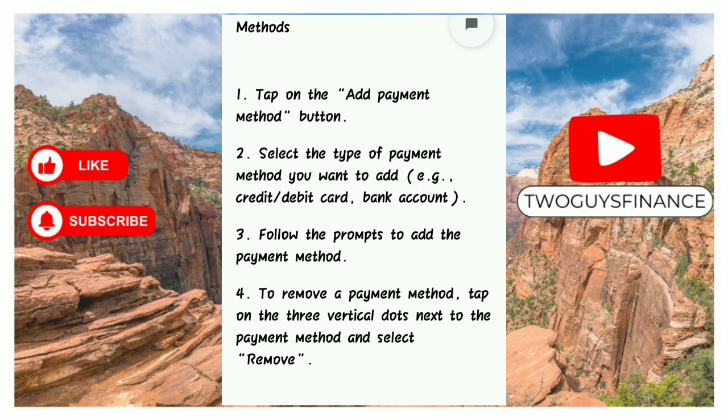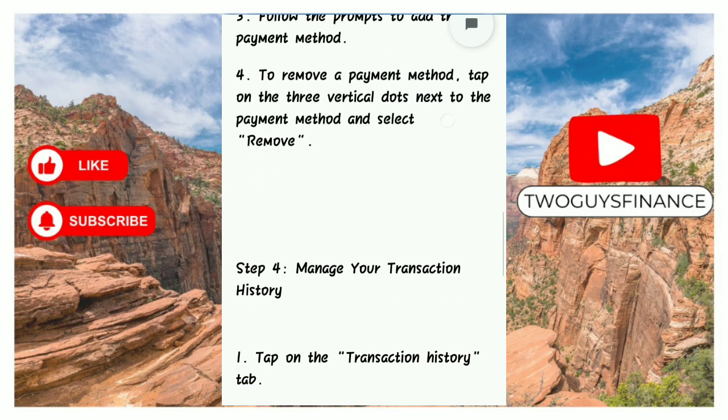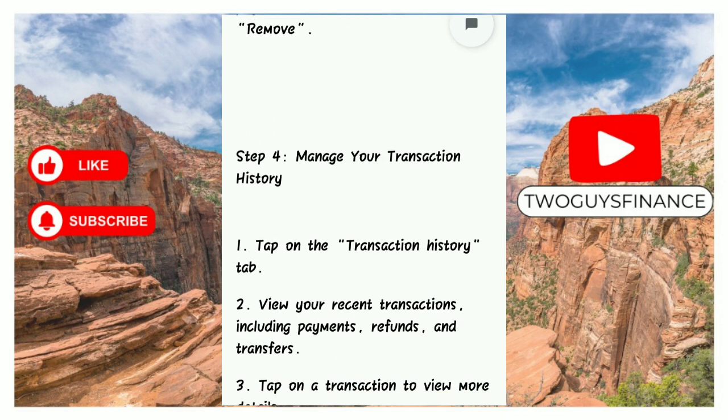To remove a payment method, you can just tap on the three vertical dots next to the payment method and select remove. Now for the fourth step, which is to manage your transaction history, you can just tap on the transaction history tab, and you're going to be able to view your recent transactions, which include payments, refunds, and transfers. You can just tap on a transaction to view more of its details.